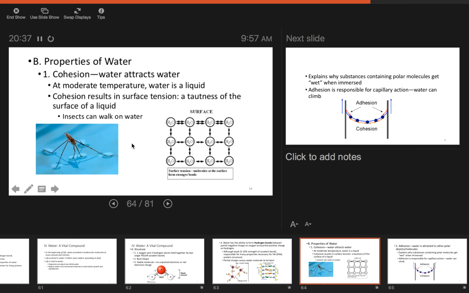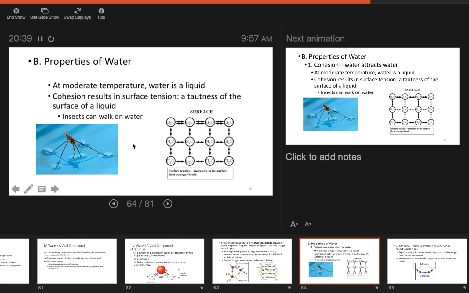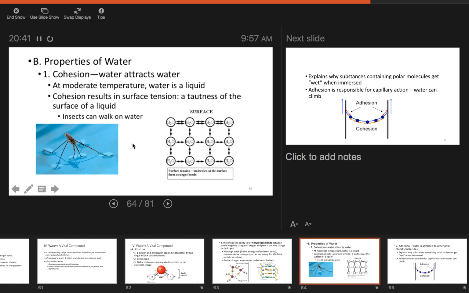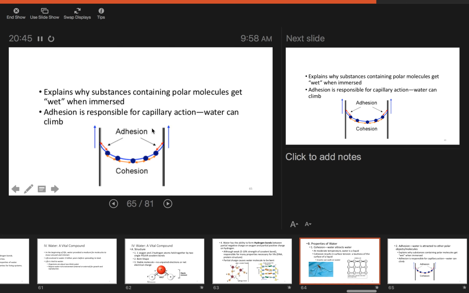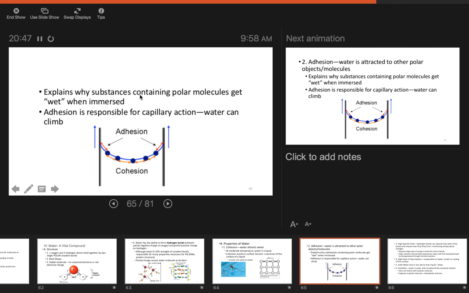Okay? All right. I don't know. So this is called cohesion. Water attracts water. Sorry, I don't know why I didn't put that first. Weird. Okay, and I did it for this one too.